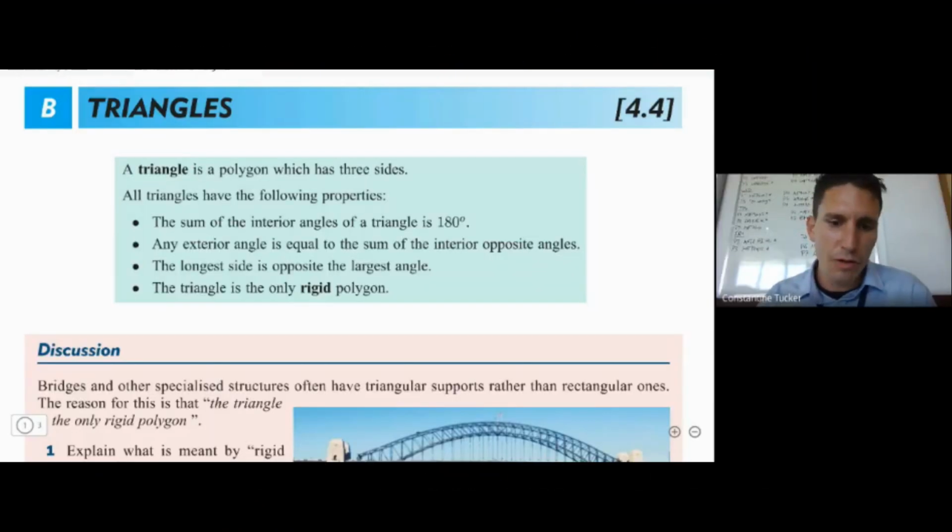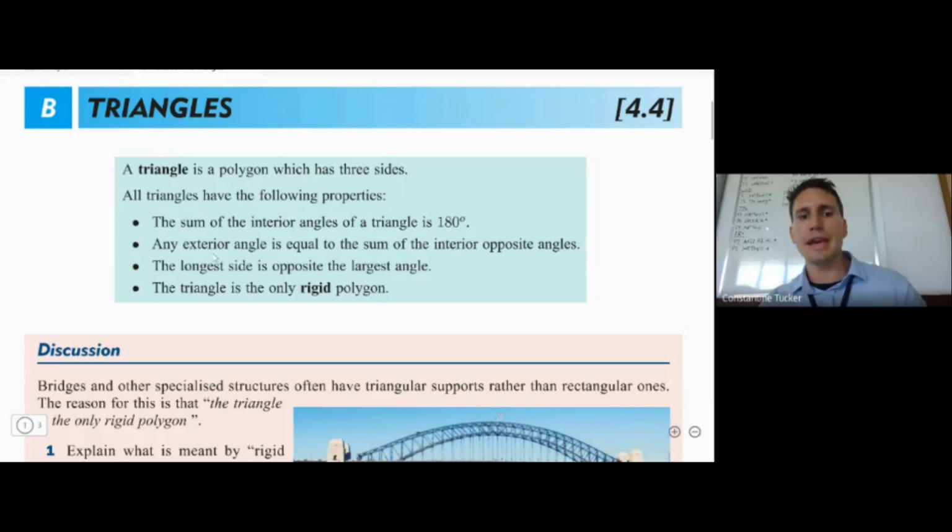Okay, so today we're talking about triangles and more specifically angles in triangles. So we've got some facts before we get started. For those who did not remember, a triangle is a polygon which has three sides. All triangles have the following properties. Firstly, the sum of all angles in a triangle is 180 degrees.